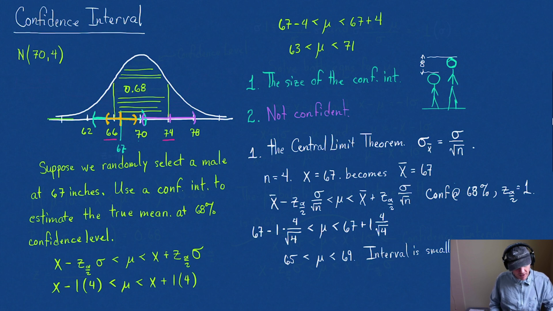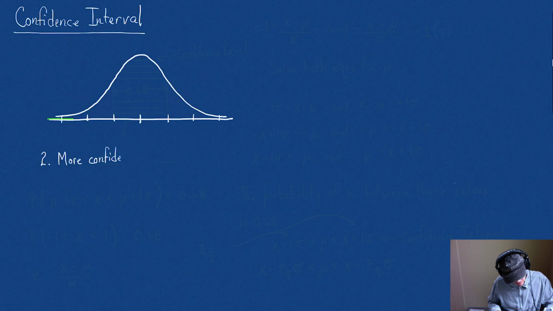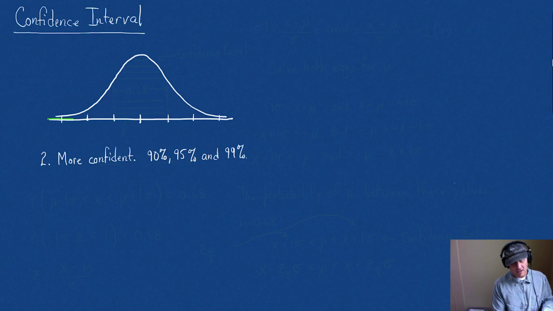So part two, we're going to come to a new page. And that is, we want to be more confident. So the most traditional confidence intervals are 90%, 95%, and 99% confident. Okay. And now we're going to use the empirical rule today, but if you want to be really accurate, you would look these up on your table and you can find the corresponding z-scores.